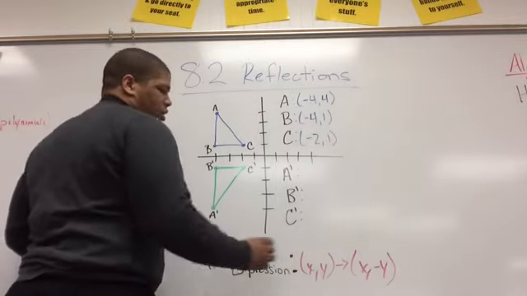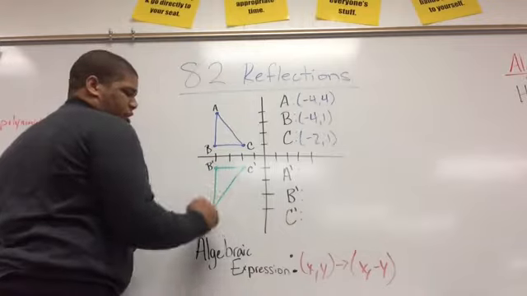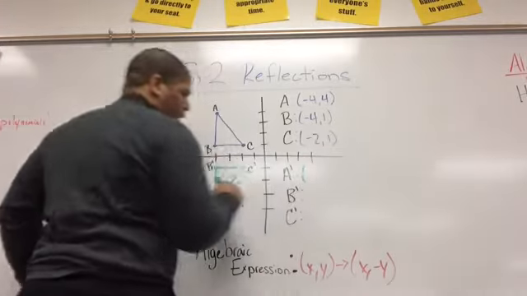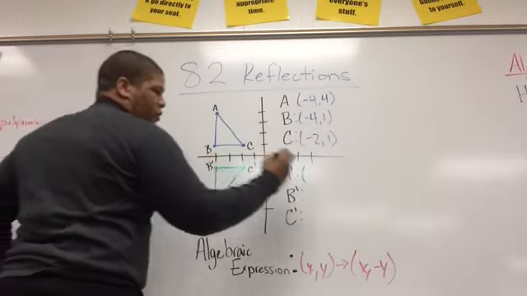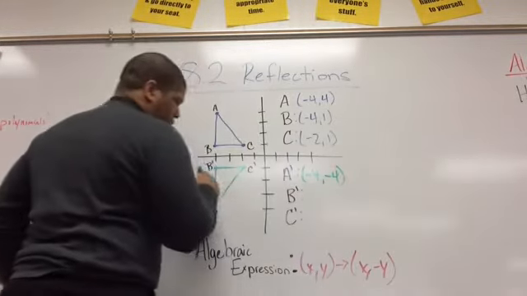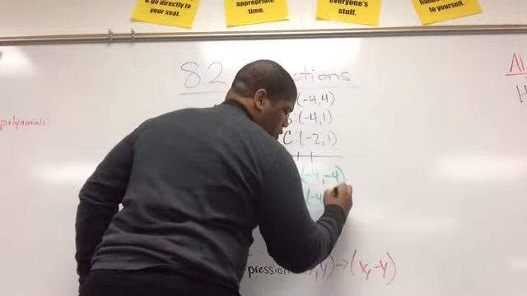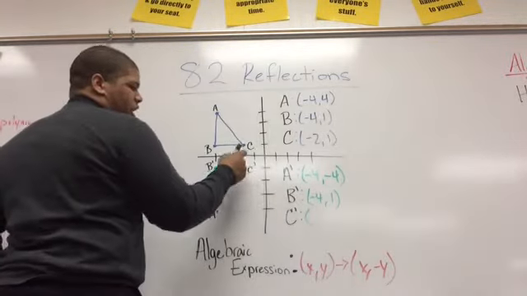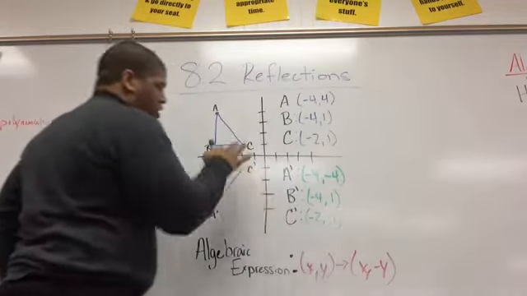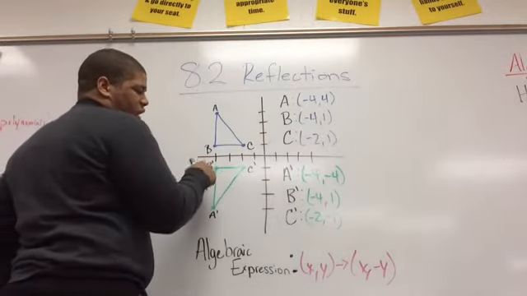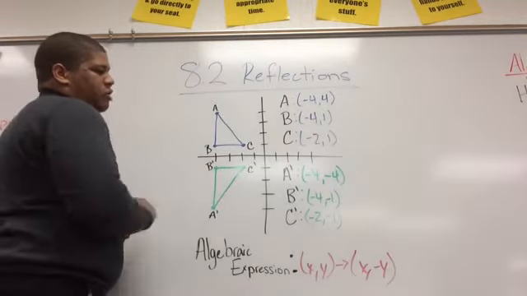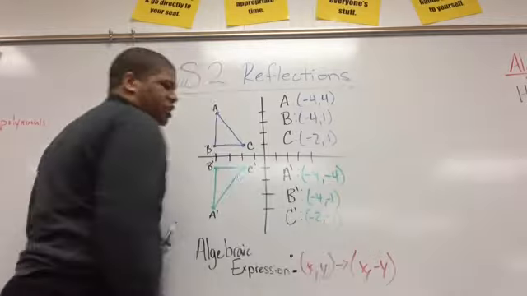So I'm going to find, using this and looking at here, the points for my A prime, B prime, and C prime. So A prime is (-4, -4). B prime is (-4, 1). And C prime is (-2, -1). And just to correct myself real quick, B prime is (-4, -1). So I have my points here, and I have my algebraic expression.